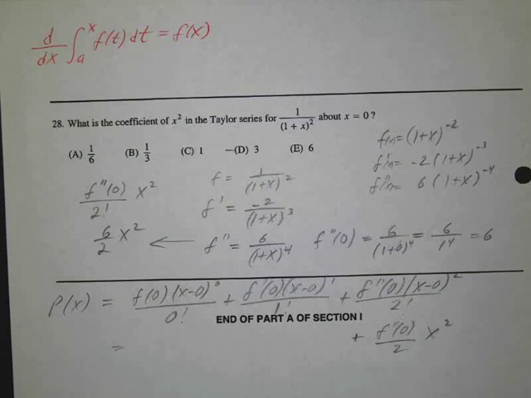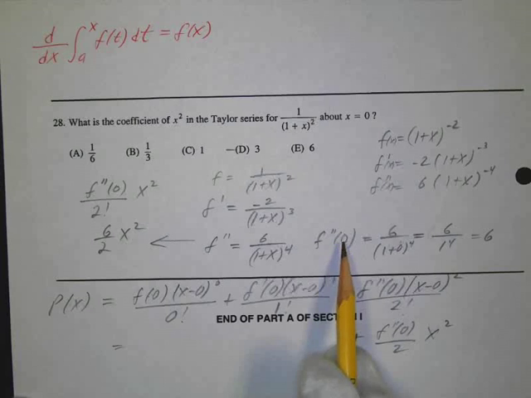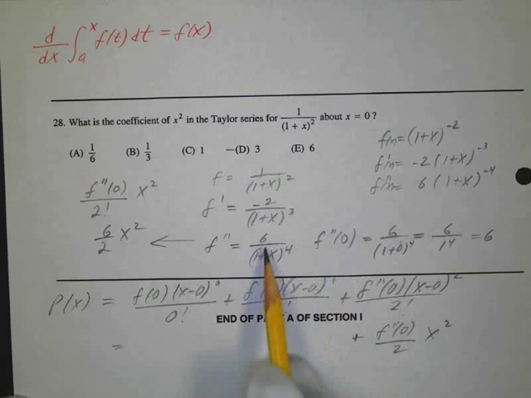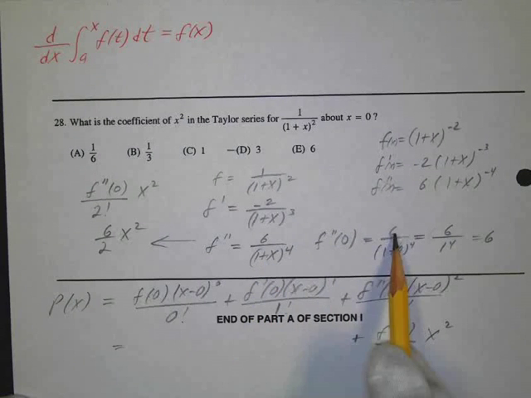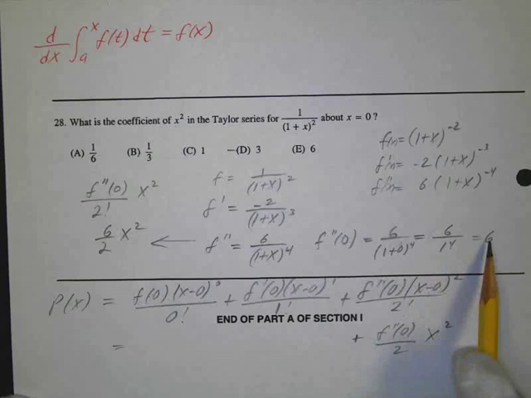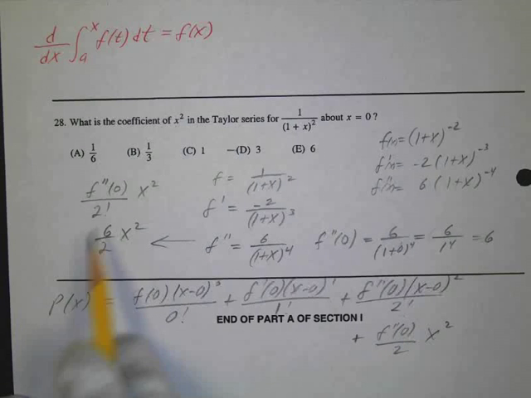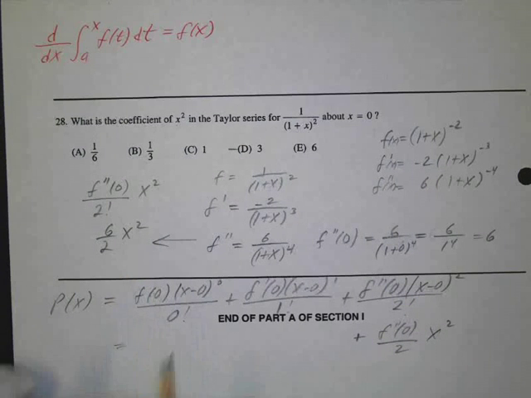And I wrote them over here in fractions. And we want to evaluate the second derivative because we're really looking for the second derivative over 2. So the second derivative is going to be this at 0. So that's going to be 6 over 1 plus 0 to the 4th, which is just 6 over 1 to the 4th, which is just 6. All right? So that's going to be 6 over 2, so 6 over 2 times x squared. So that's what we're looking for.